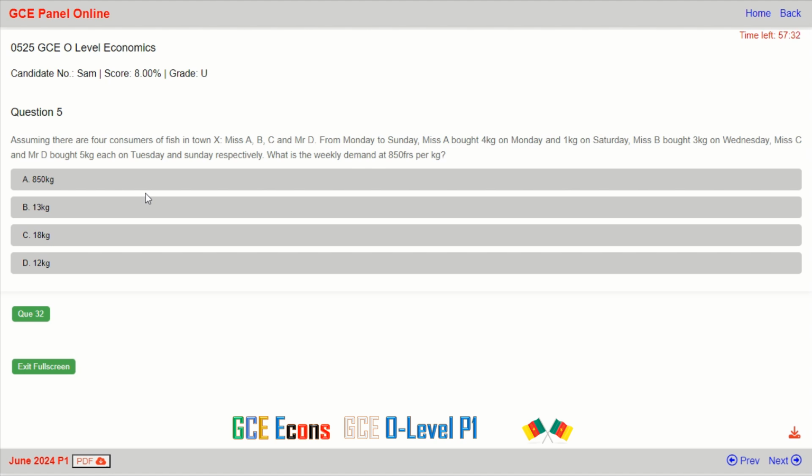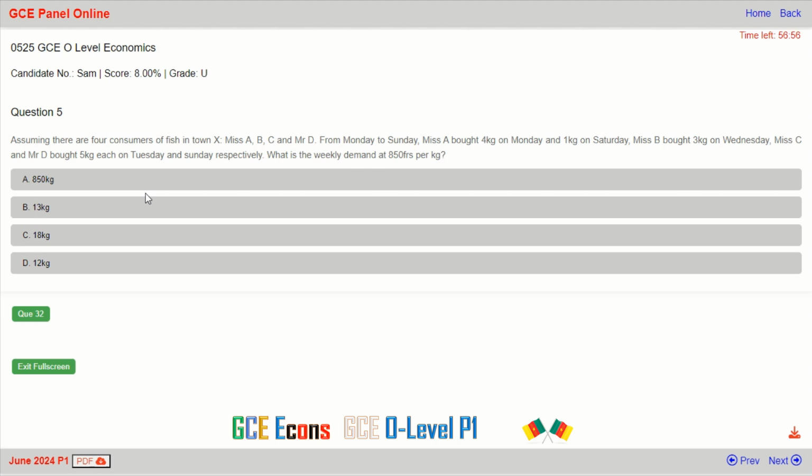So assuming there are 4 consumers of fish in town X, we have Miss A, Miss B, and Miss C, as well as Mr. D. And from Monday to Sunday, Miss A bought 4 kg on Monday and 1 kg on Saturday. Miss B bought 3 kg on Wednesday, and Miss C and Mr. D bought 5 kg each on Tuesday and Sunday respectively. What is the weekly demand at 850 francs per kilogram?